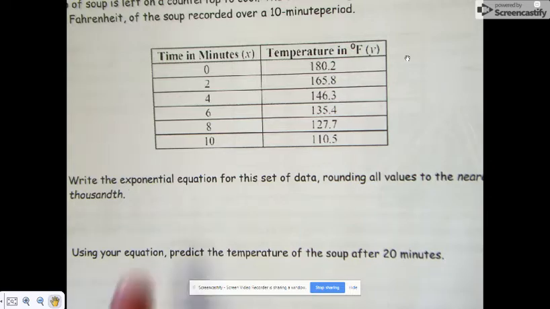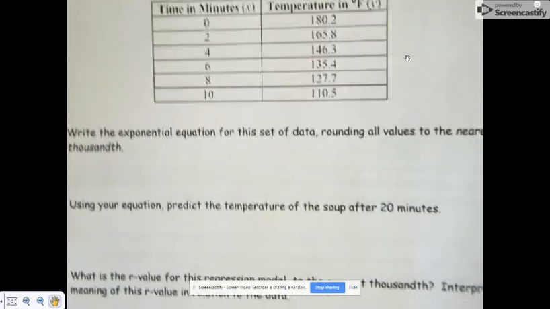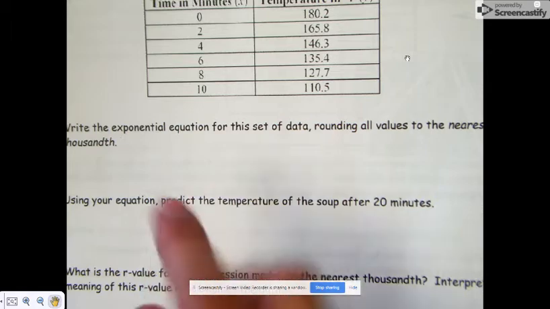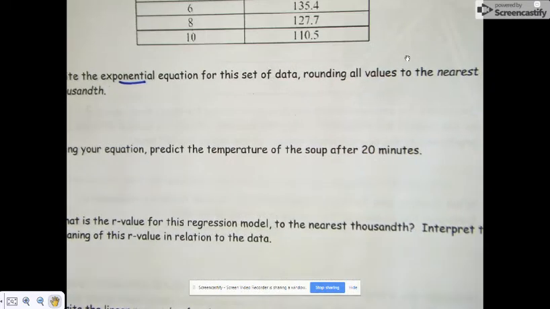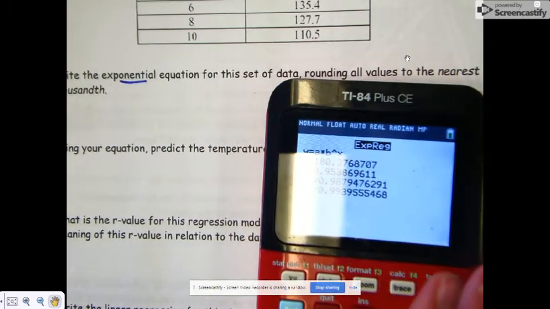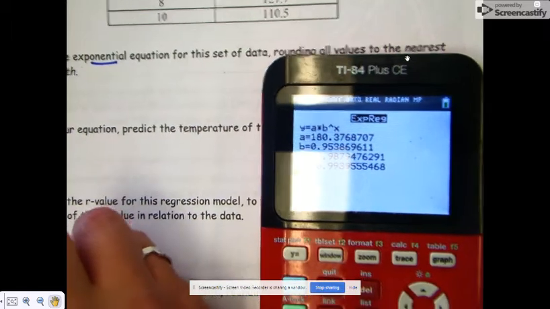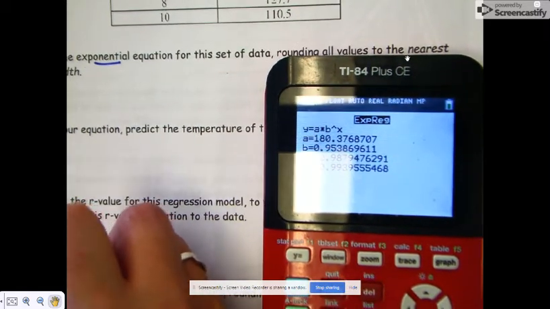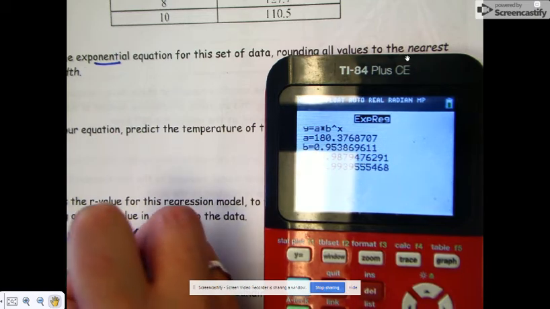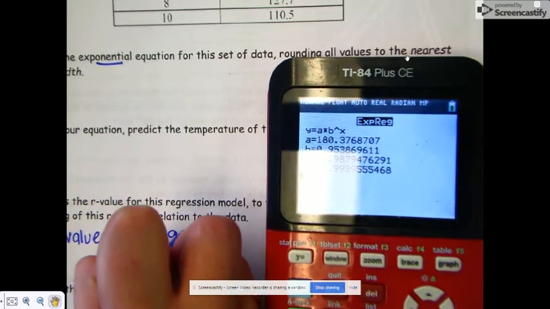All right, so then it says write the exponential equation, and you can do that. If it wants you to do the exponential equation, you're going to go to Stat Calc and then Exponent Regression, which is option number 0. Okay, and so let's drop down to question E or C here. It says to look at the R value. So if you look, the R value for exponential is negative 0.993.